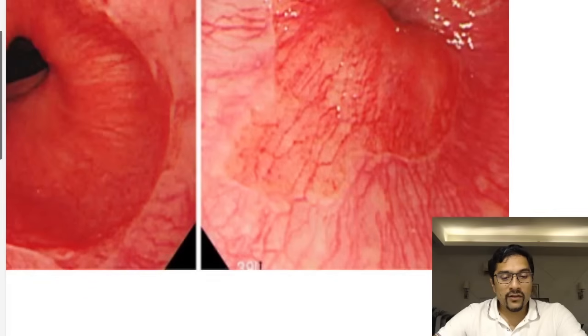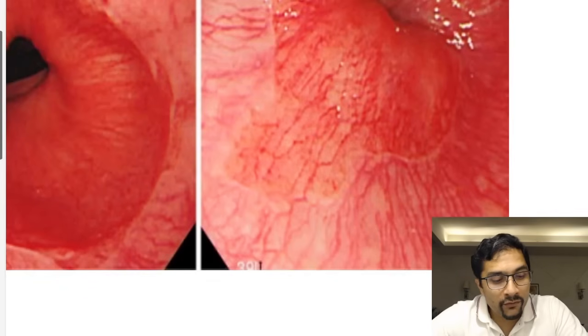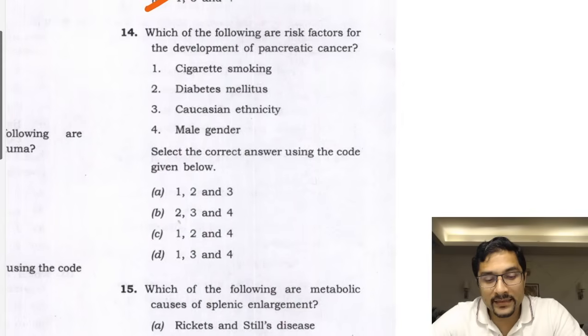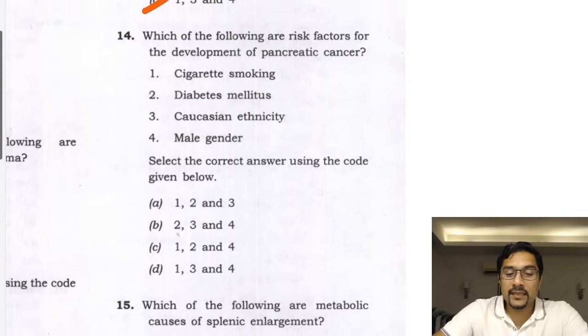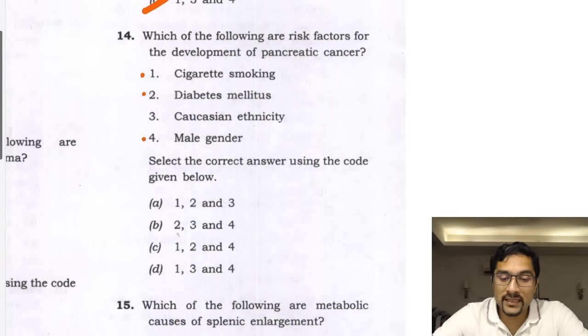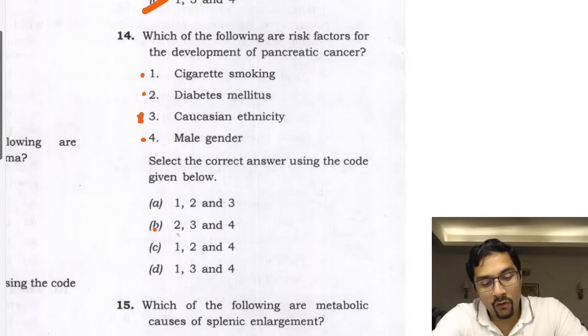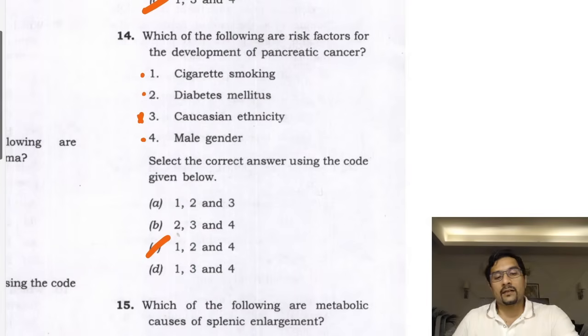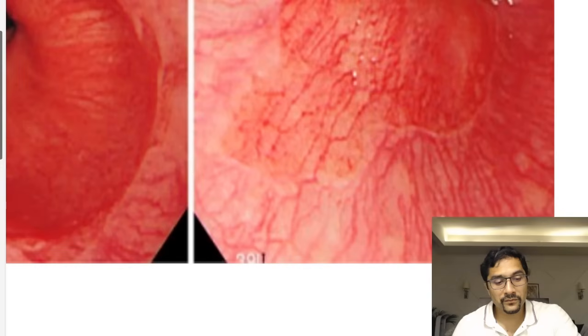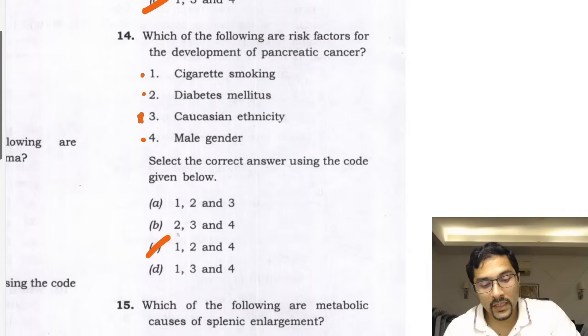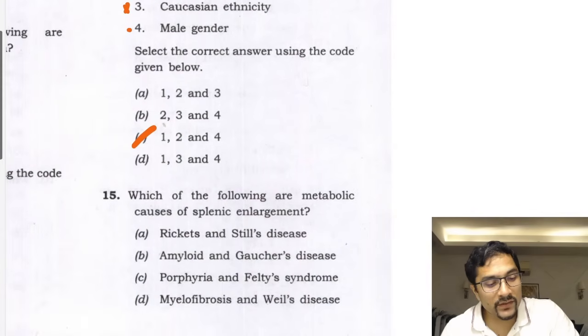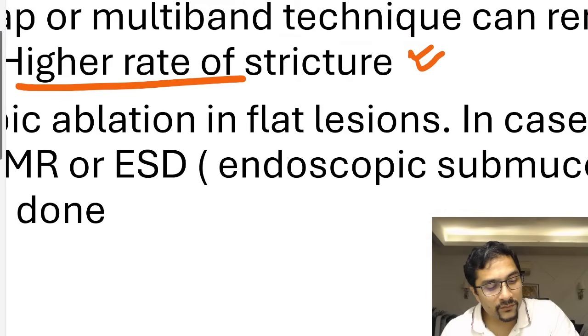Which of the following are risk factors for the development of pancreatic cancer? Now we know pancreatic cancer is linked with smoking, it's linked with diabetes, it's linked with male gender. Caucasian identity is not a very important factor for pancreatic cancer, but cigarette smoking, diabetes and male gender are risk factors. The next question which we need to know, moving on.